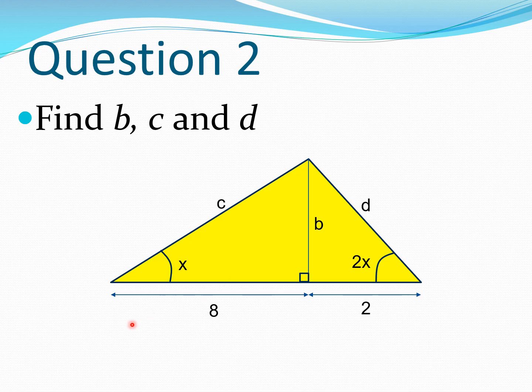Now let's check another problem, and this problem is a triangle, and in this triangle we see that we have the angle x here, the angle 2x here, this length is 8, this length is 2, there is a right angle here, this height is b, and these sides are c and d. So the question here is that you need to find b, c, d. The information which is of course given here is that this length 8 and 2 are given, and the angles x and 2x are given.